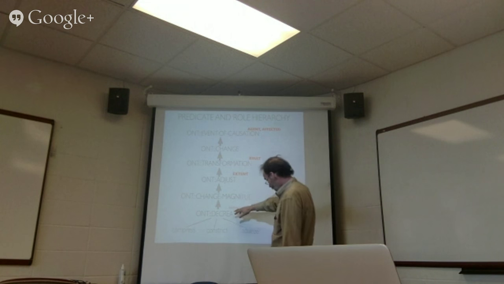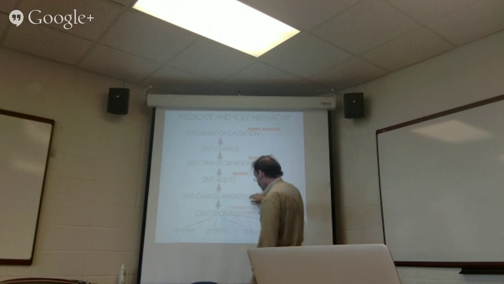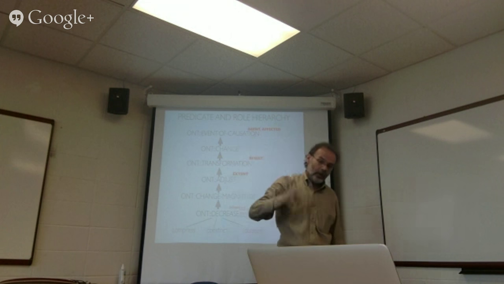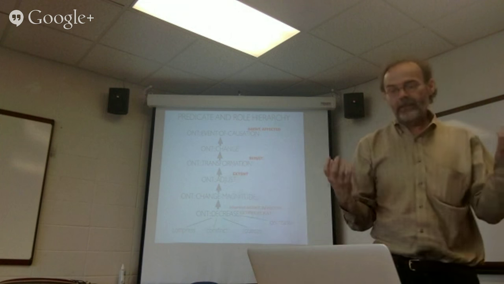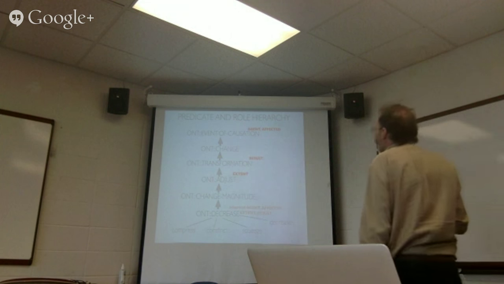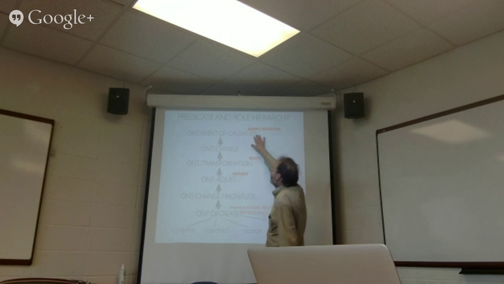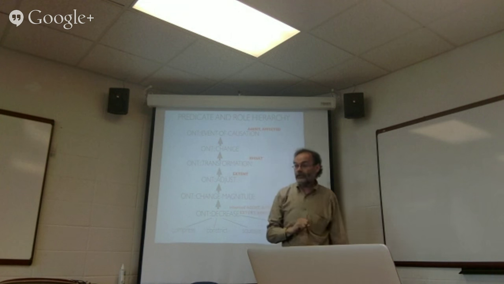So decrease is an instance of changing magnitude, which is a changing or adjusting, which is a transformation, which is a change, which is an event of causation. And each one of these types adds a little bit more to the meaning. All I've shown here is where the roles come in. So we have essentially events of causation always have an agent and affected role.